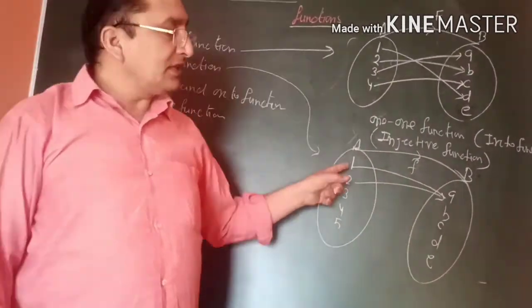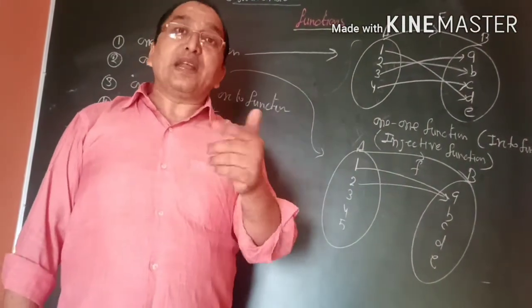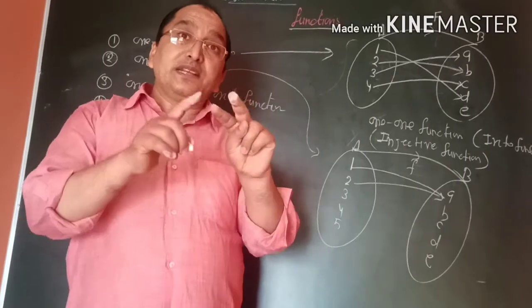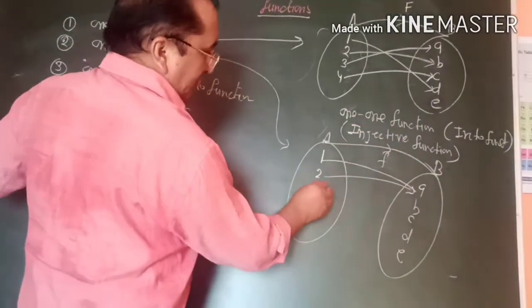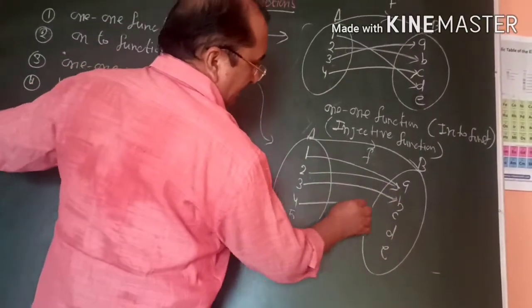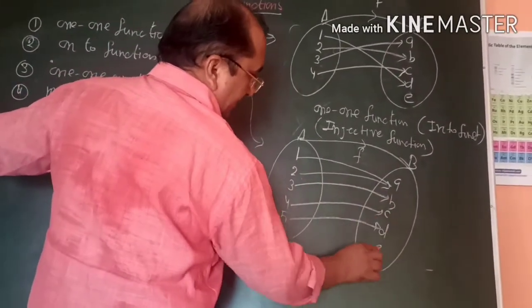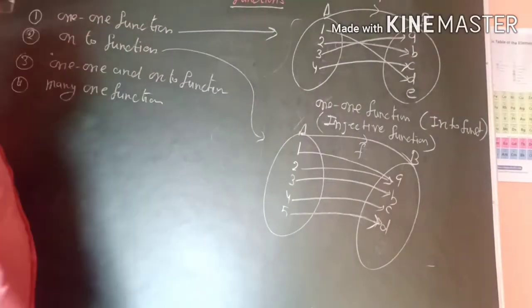This function is possible because two elements can have one image, but one element can't have two images. That is not possible. Two elements having one image is possible. It is like this way.